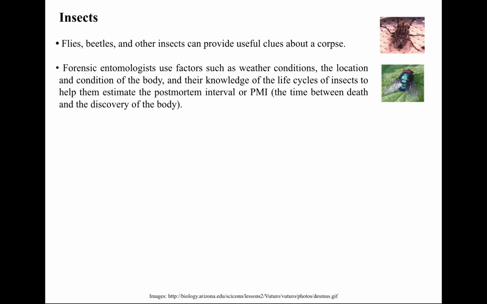Insects can provide information about a corpse, such as flies, beetles, and other insects. And the scientists that study this are known as forensic entomologists. So they'll use factors such as weather conditions, where the body was found, what kind of condition it was in, and then compare that with their knowledge of the life cycle of the insects to help them estimate what's known as the post-mortem interval, or PMI. And this is the time between death and when the body was discovered.